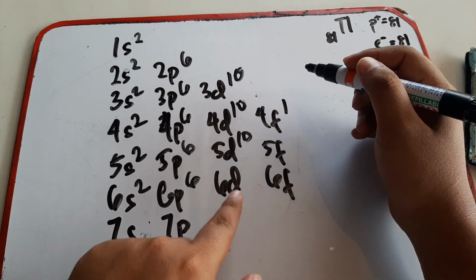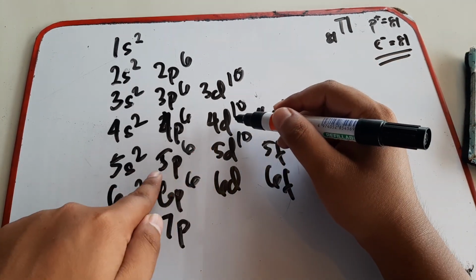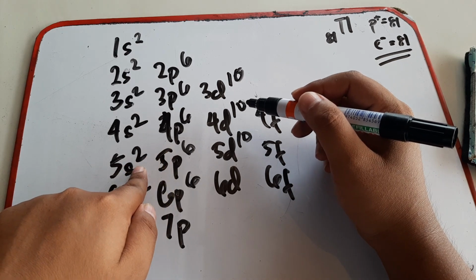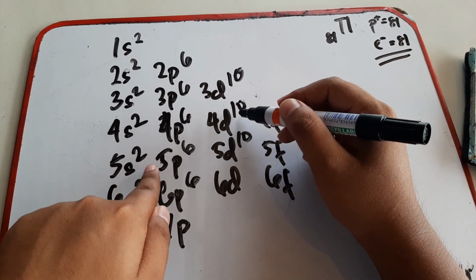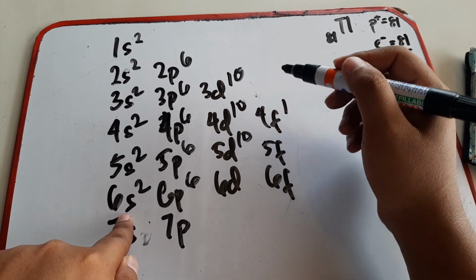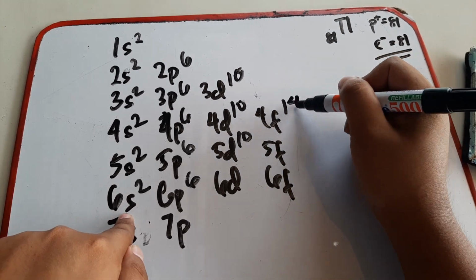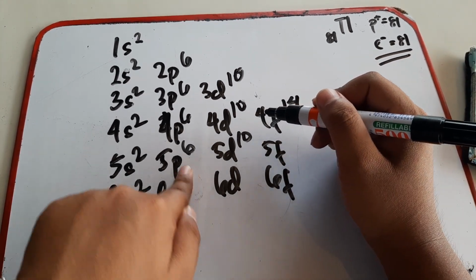Sige, balikan natin. 4D10 nag 4P6 nag 5S2 ako. And then nag 4D10 ako, nag 5P6 nag 6S2. Dito pala muna ako, that mag 14, mag 10. So remove ko muna to.